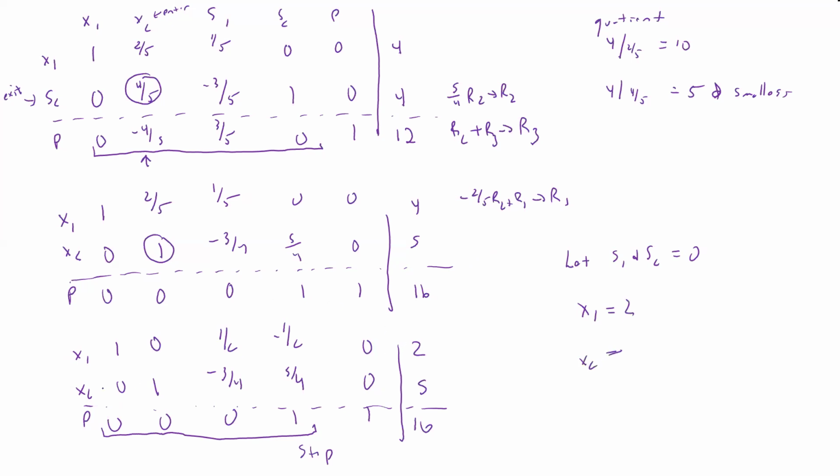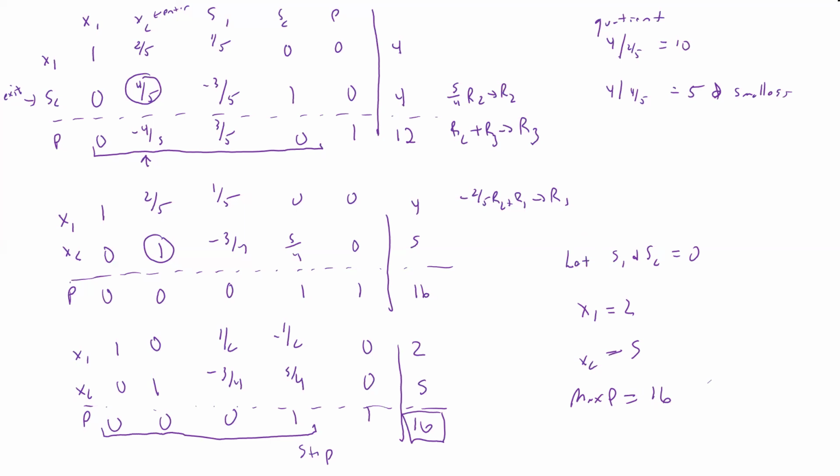X2 is equal to, now we come over here, that's equal to 5 because this is x1. If those are zeros, then x1 is 2, x2 is 5, and my max p is equal to this value right here, 16. Okay, and so that would be kind of my solution. S1 and S2 are 0, x1 is 2, x2 is 5, and the max p is 16.